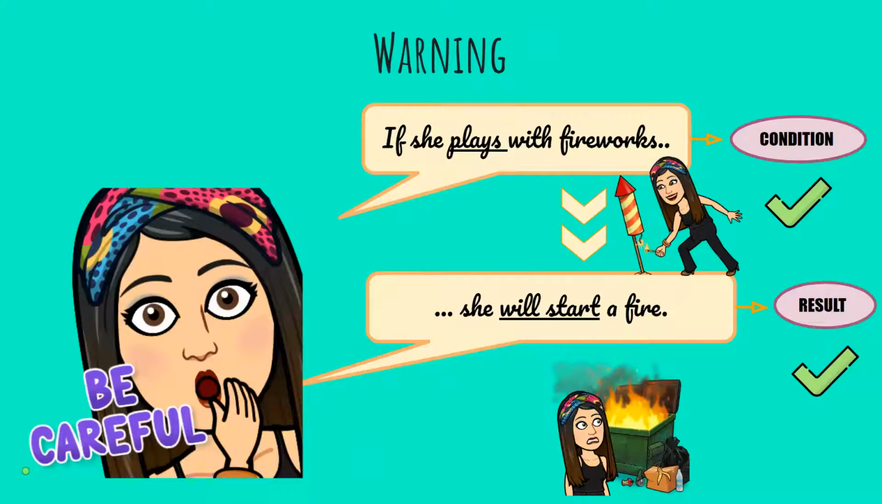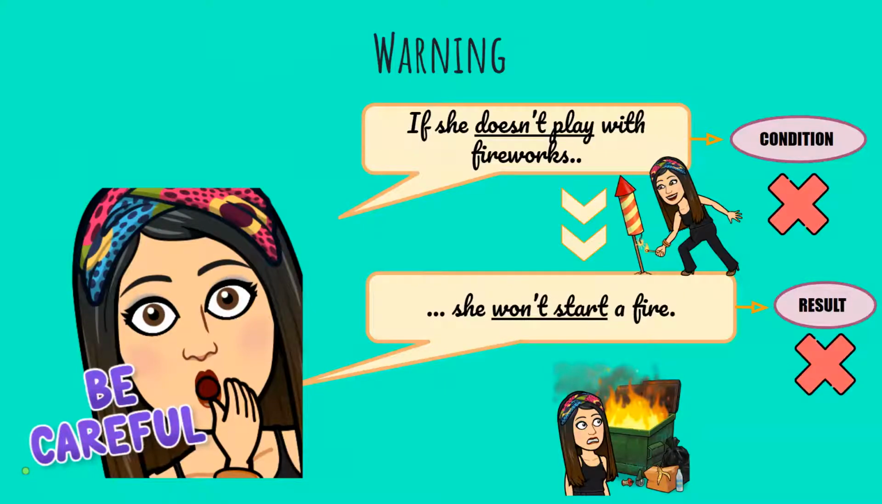Apart from making promises and talking about future plans, we can use the conditional to make warnings. For example, I am observing that there is a girl playing with fireworks. So I say, if she plays with fireworks, positive condition, she will start a fire, positive result. That is going to happen from my point of view. But I can express the same idea with different words. If she doesn't play with fireworks, that is a negative condition, she won't start a fire. Okay, negative result.